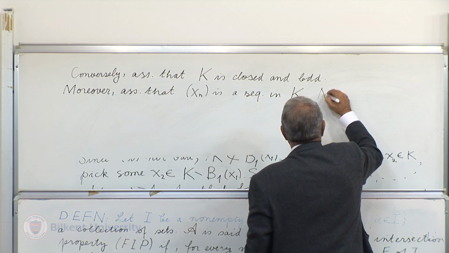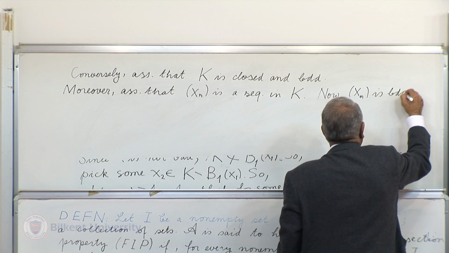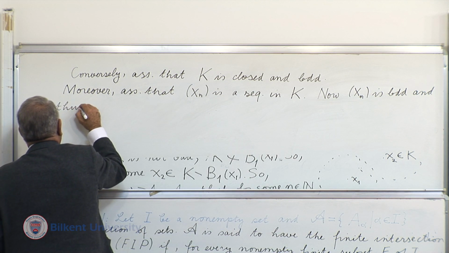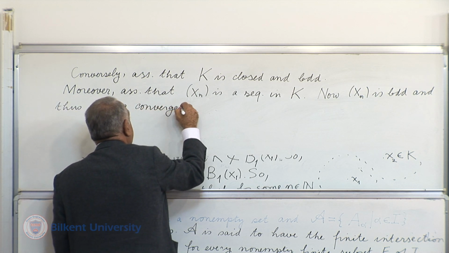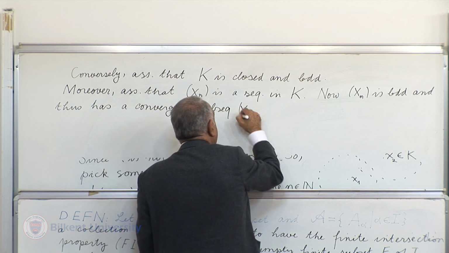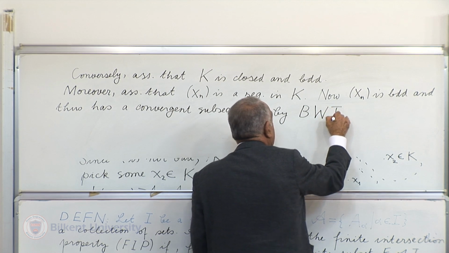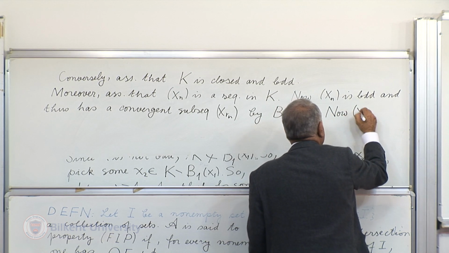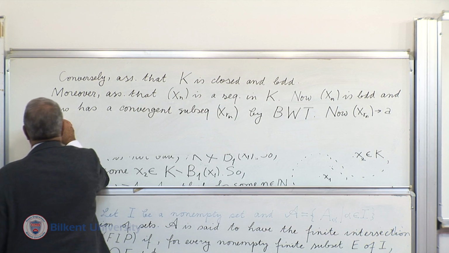Now, Xn is bounded, and thus has a convergent subsequence X sub R sub n by Bolzano-Weierstrass theorem. Now, X sub R sub n converges to A for some A in R^n.